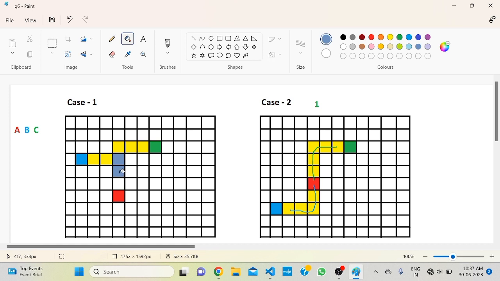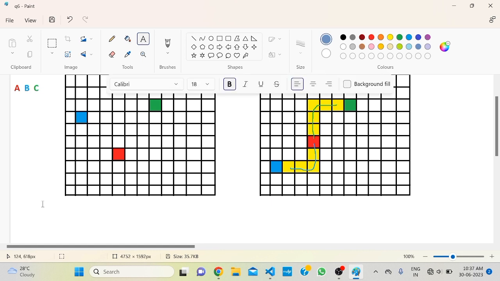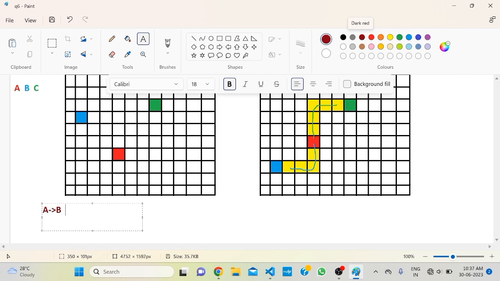So how will we calculate this? We will calculate like this. Firstly we will calculate the distance from the red one to the blue one. So how many blocks are there? 1, 2, 3, 4, 5, 6, 7, a total of 7 blocks from A to B. So from A to B, 7 cells are there.